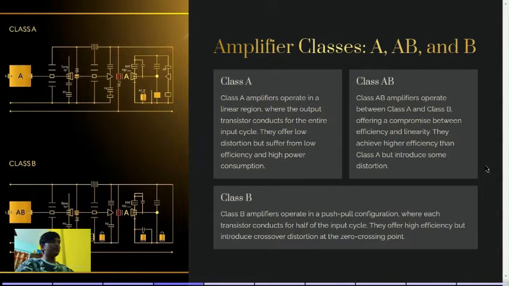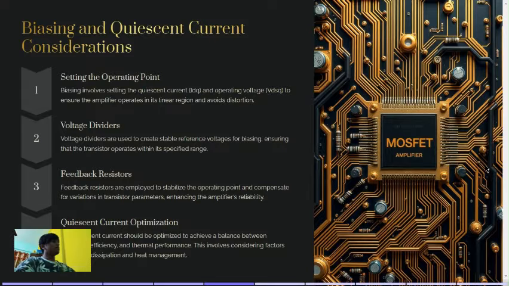Class B. Class B amplifiers operate in a push-pull configuration, where each transistor conducts for half of the input cycle. They offer high efficiency but introduce crossover distortion at the zero crossing point. Biasing and quiescent current considerations. Setting the operating point. Biasing involves setting the quiescent current and operating voltage to ensure the amplifier operates in its linear region and avoids distortion.